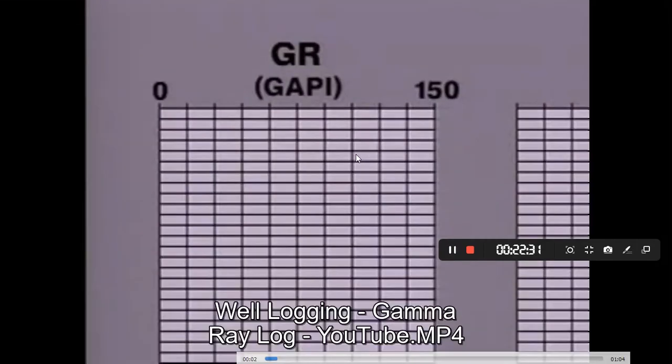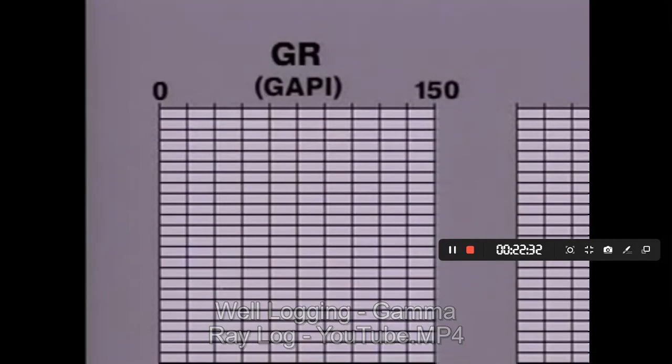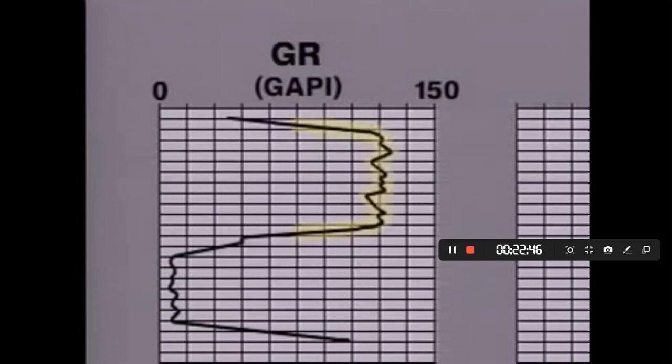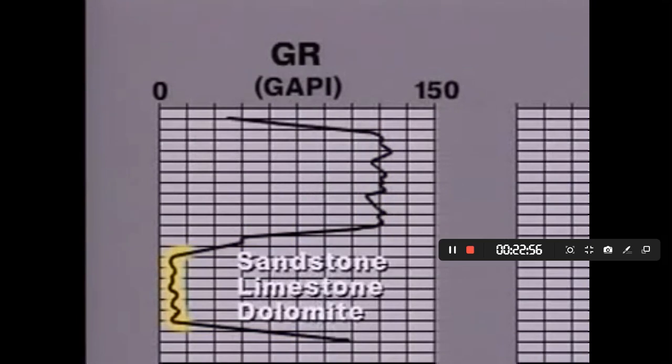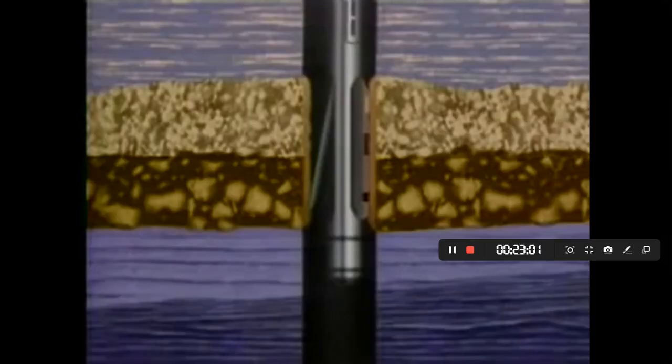Gamma ray log is a measurement of the natural radioactivity of the formation. Because radioactive elements tend to be concentrated in shales, the gamma ray normally reflects the shale content of the formations. The gamma ray log is scaled in gamma API units of radioactivity, with high readings causing a deflection of the curve to the right, and low radioactivity causing a deflection to the left. Thus, high readings indicate shale, and low readings indicate clean, non-shaly formations, like sandstone, limestone, and dolomite.